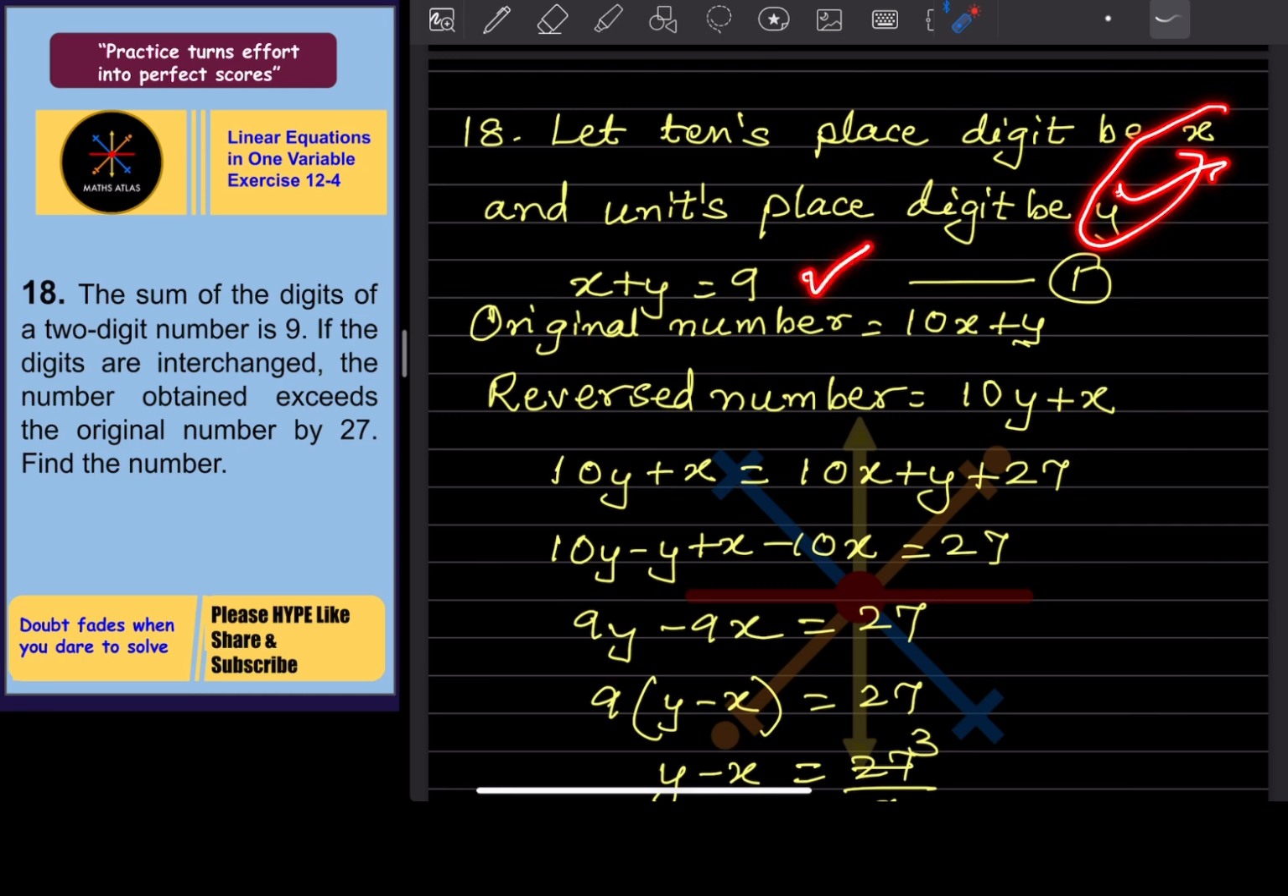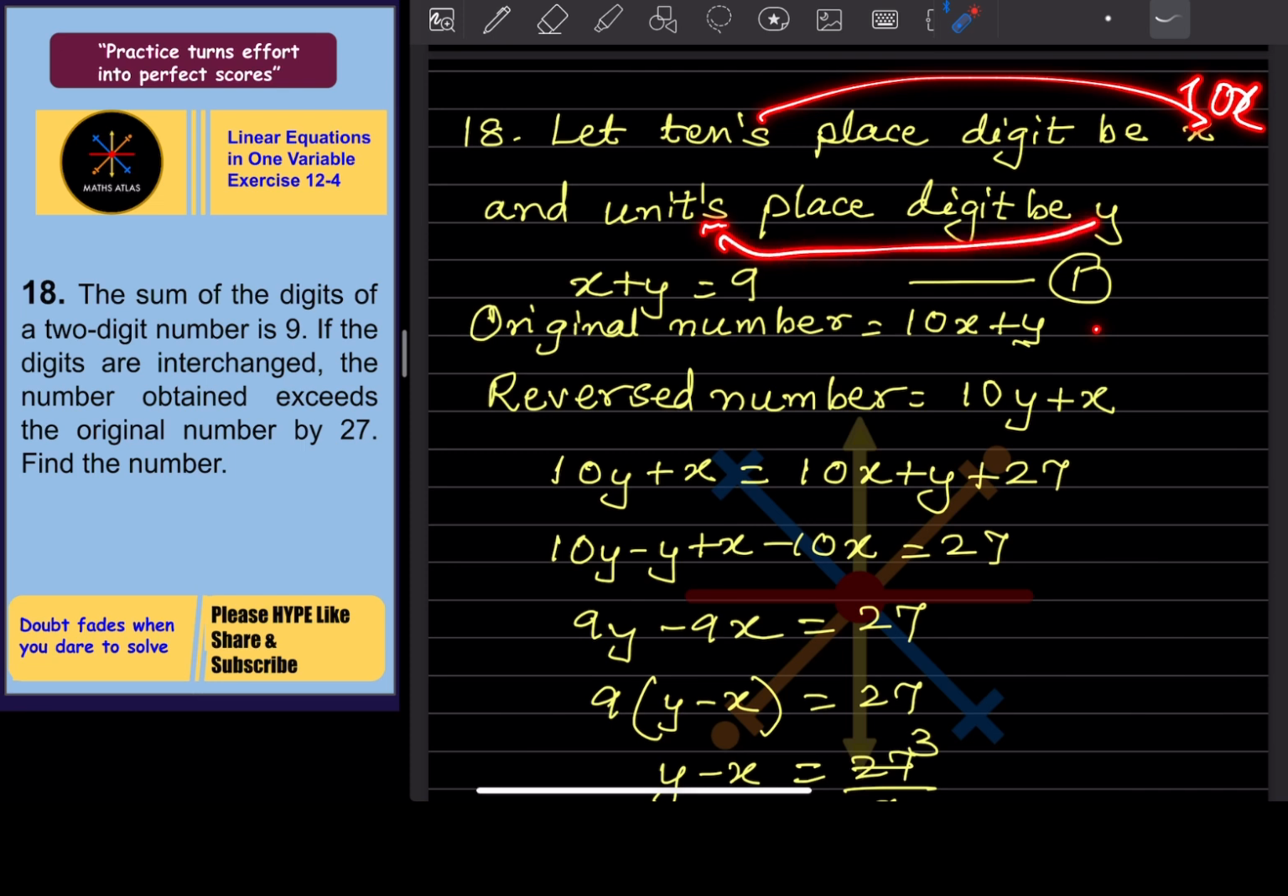So the sum of the digits is x plus y, that is given as 9. So the first sentence. And the original number is going to be 10 into x, so this is 10x. And units place means 1 into y, that is going to be y. So this is the units place and this is the tens place. So this is 10x plus y, the original number.